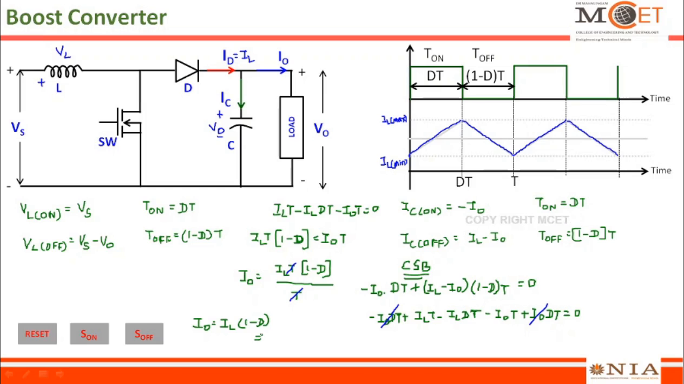Or I can rewrite this expression as the inductor current average value is equal to the load current divided by 1 minus D. So this is another important expression which has to be understood very clearly in many of the problems. In the case of a buck converter, this IL average is equal to I naught, whereas here IL average is equal to I naught divided by 1 minus D. If you look at the average value of the inductor current, it is something in the middle of these two. So this is what I call the average value of the inductor current.